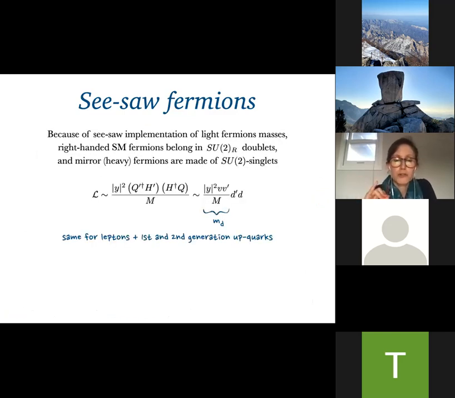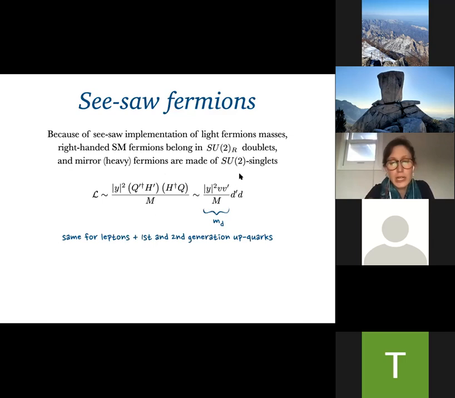Because of this CISO implementation of the masses of the light fermions, the right components of the standard model fermions are made of SU2-right doublets, whereas the much heavier fermions, the ones that appear at the CISO scale, are mostly SU2 singlets. The easiest way to see this is by integrating out at tree level the mirror fermions at the CISO scale. This leads to a dimension 5 higher dimensional operator of this form. And when the Higgs of the standard model and mirror sectors get their vacuum expectation values, this leads to a mass for the light fermions, okay?